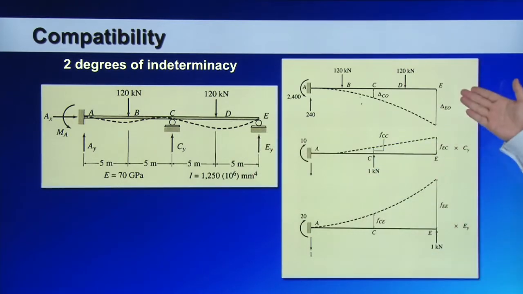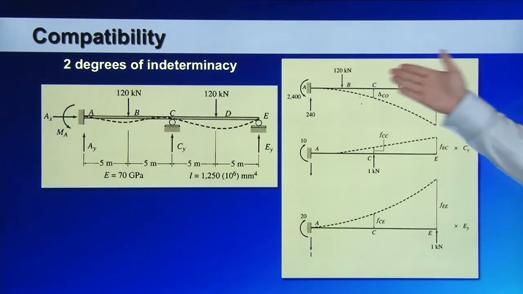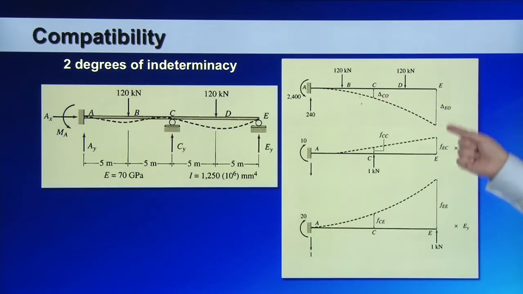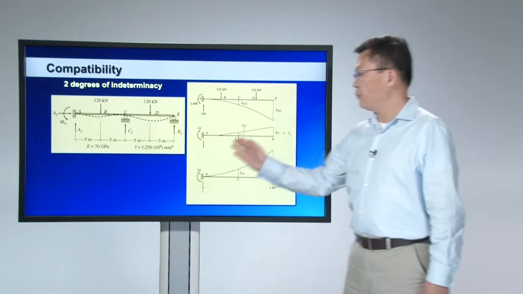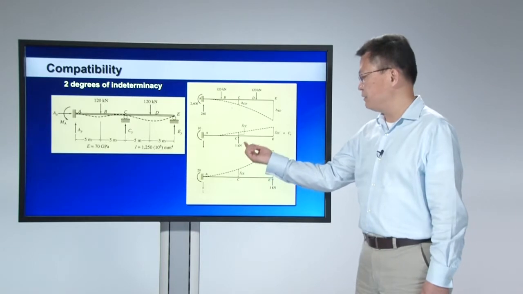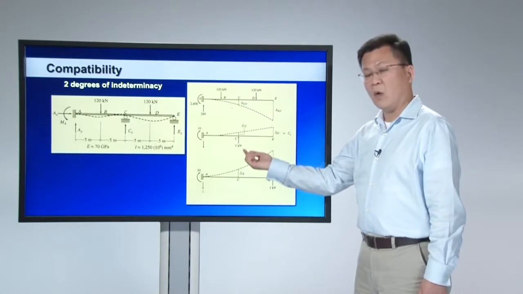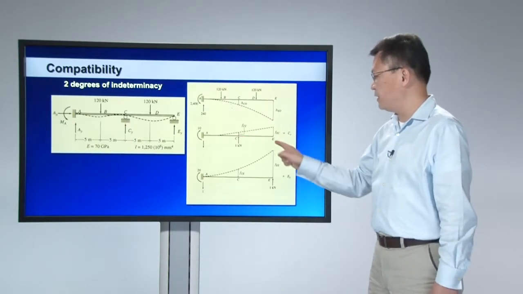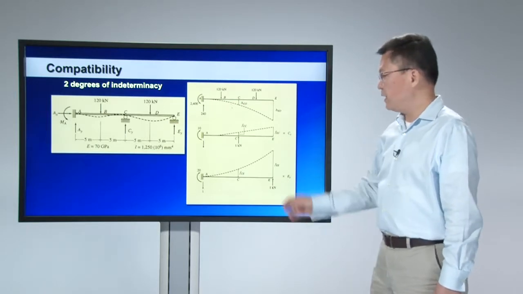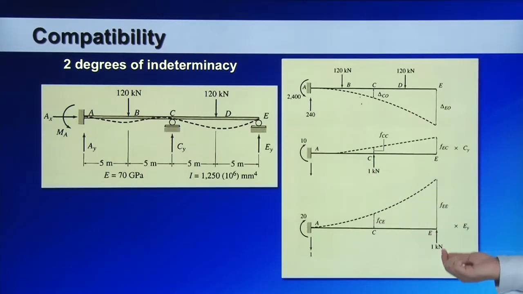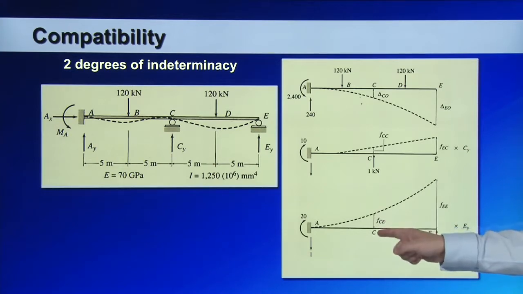First, I remove the 2 redundant forces and apply only the external force, calculating the displacement at C and the displacement at E. Then I apply the redundant forces one by one. First, I apply a redundant force at C, vertical upward, with 1 kilonewton. Calculate the corresponding displacement at C and displacement at E. Then I apply another redundant force, Ey, with magnitude of 1 kilonewton. Calculate the corresponding displacement at C and displacement at E.